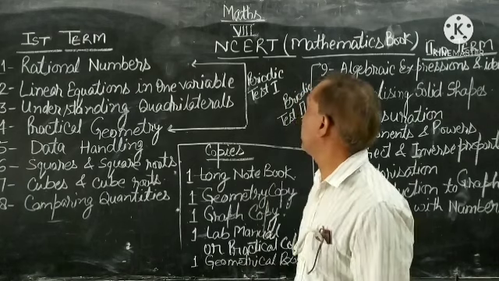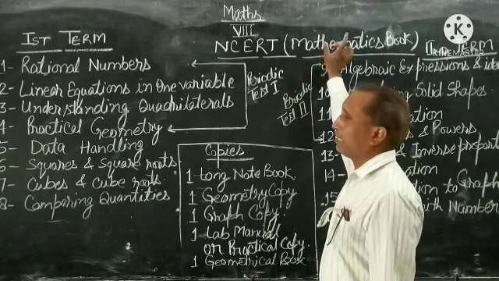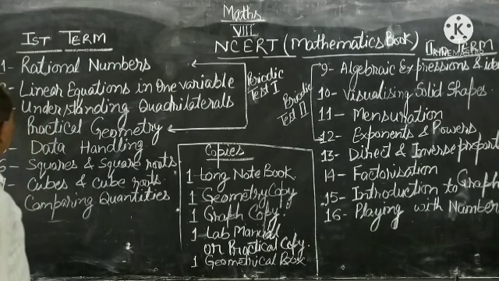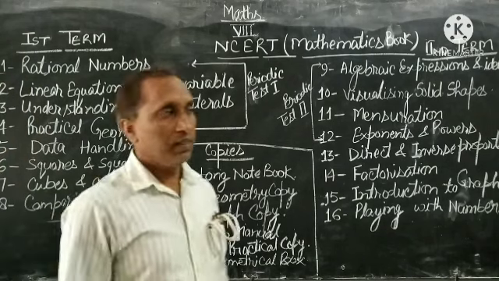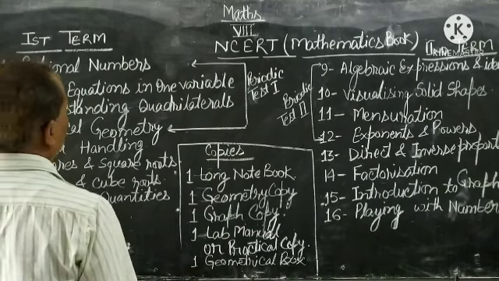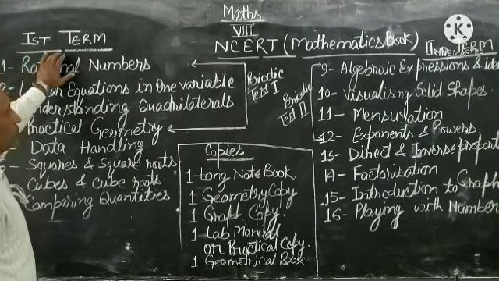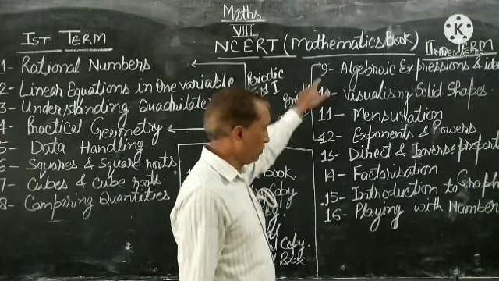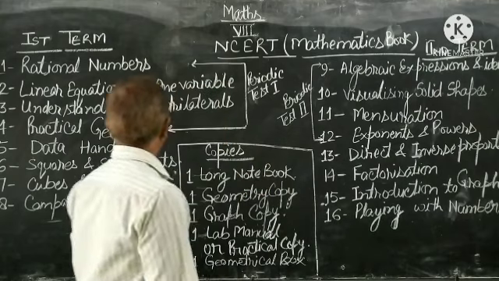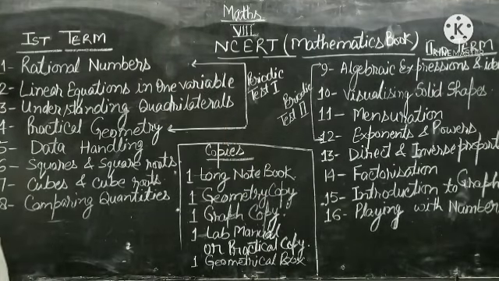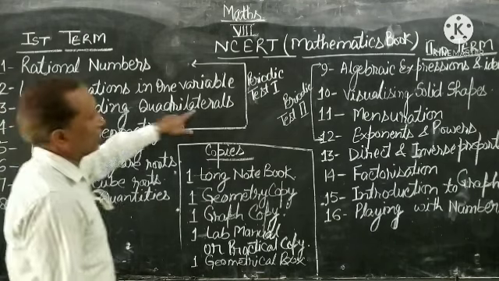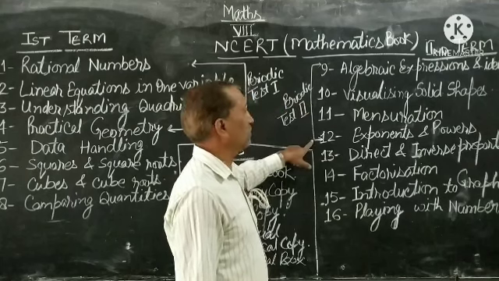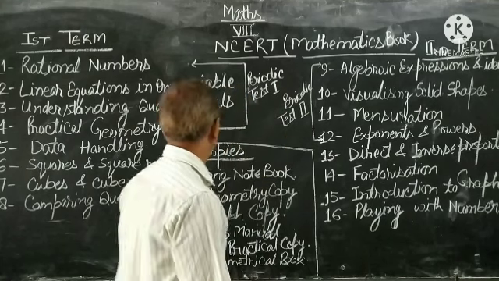Your mathematics book is the NCERT mathematics book. In this book, you have 16 lessons that will be divided into two parts. First term lessons are 1 to 8 and second term lessons are 9 to 16, in which I have taken lessons 1 to 4 for periodic test first and lessons 9 to 12 for periodic test second.